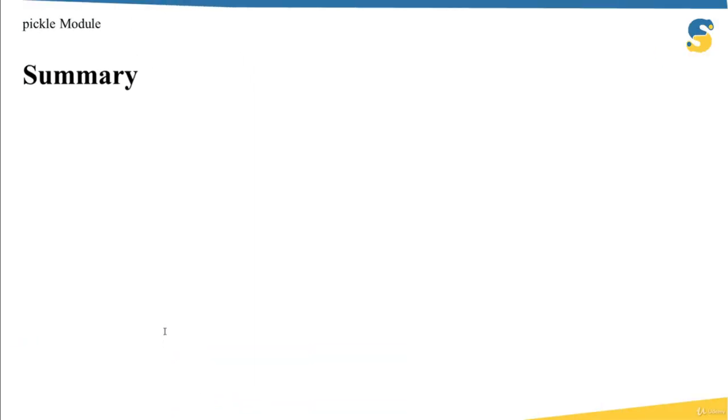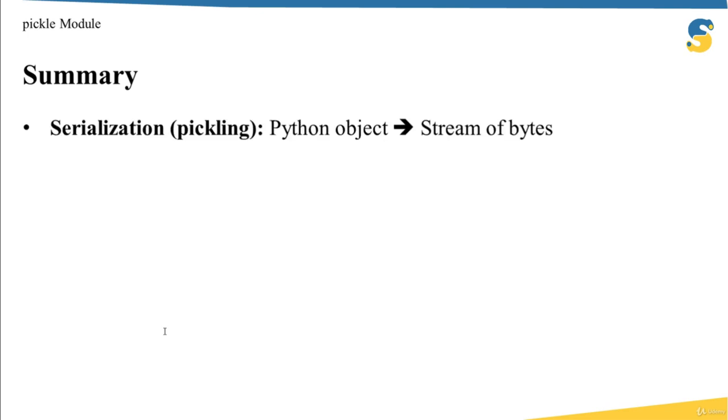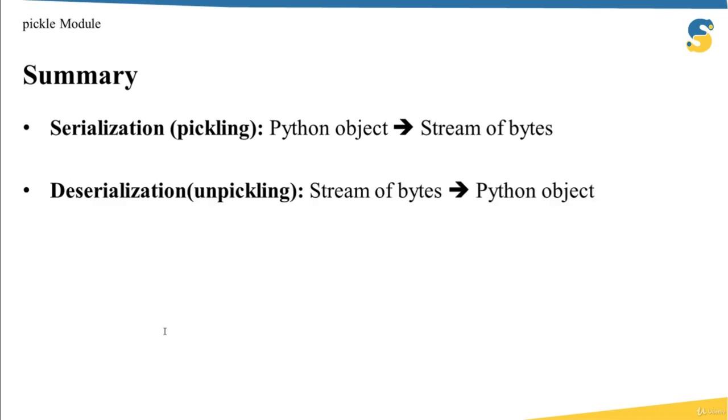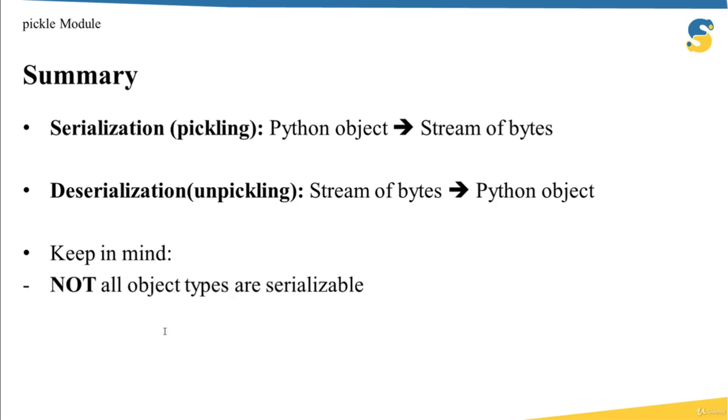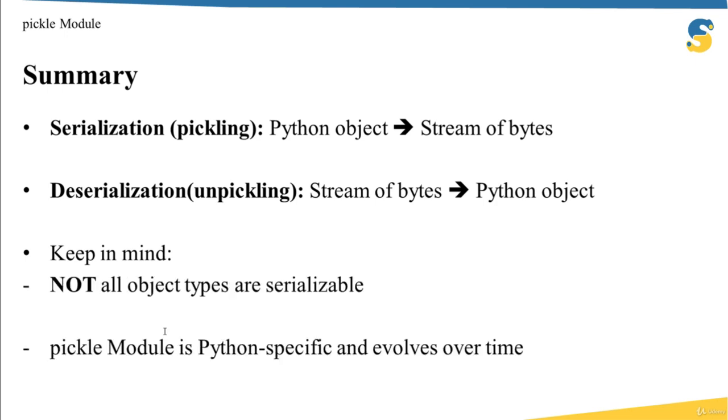Now let's summarize what we have learned in this lecture. First of all, serialization has been defined as converting a Python object into a stream of bytes, and in the context of the pickle module, this process is called pickling. The opposite of this process is deserialization or unpickling, in which we take a stream of bytes and convert these bytes again into a Python object. You have to keep in mind that not all object types are serializable, and the pickle module is Python specific and evolves over time, which means data pickled using Python should also be unpickled using the Python programming language.